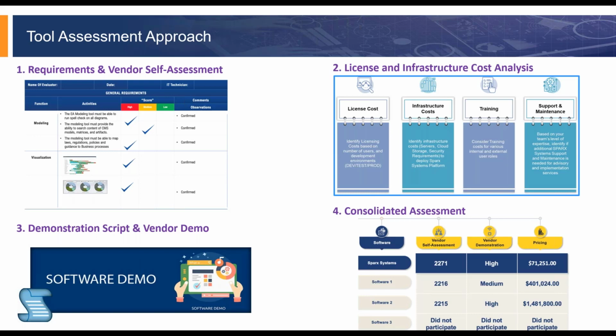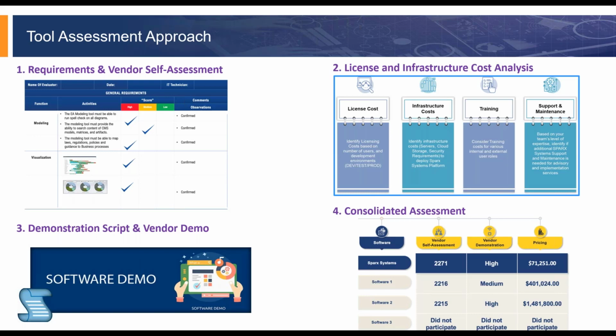Product number 3, demonstration scripts and vendor demo. This product was created to specifically address the demonstration of the tools across the vendors and to ensure we were able to compare apples to apples in functionality, capability, visualization, reporting, and ease of use. Questionnaires were created for the attendees so we could rate the tool's capabilities and submit them as part of the final tool assessment. And finally, product number 4, the consolidated assessment.